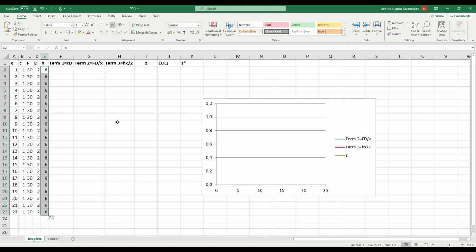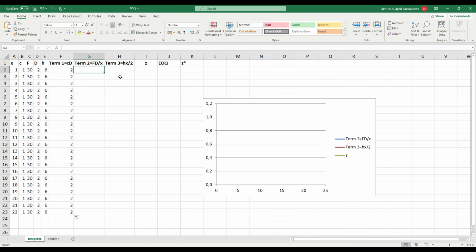So let's consider the total average cost function z, which consists of 3 terms. The first term is c times d. So c is 1 times d, which is 2. As we can see, term number 1 is $2. It is just a product of 2 parameters, with no order quantity here. It doesn't matter how much we order every time, the first term is constant.